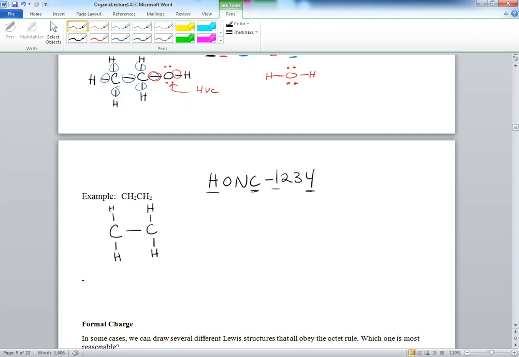So what do you have to do? If you put a lone pair, that's not going to work because it's going to give the octet to one carbon and not the other. So in this case, you put a double bond. And that would take care of the bonding. So now each carbon has four covalent bonds.